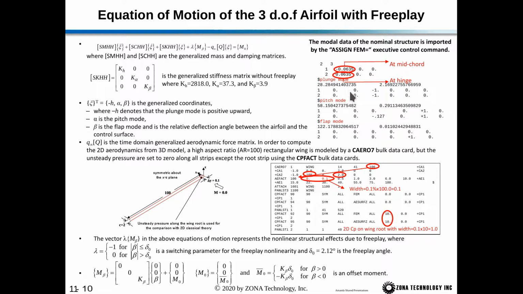So for the plunge mode, our two grids both deflect in the z direction by -1. For our pitch mode, both grids are rotated about the y-axis, and then the second grid also deflects down, so that we have the pitch mode. And then for the flap mode, the first grid remains stationary, and the second grid simply rotates about the y-axis.